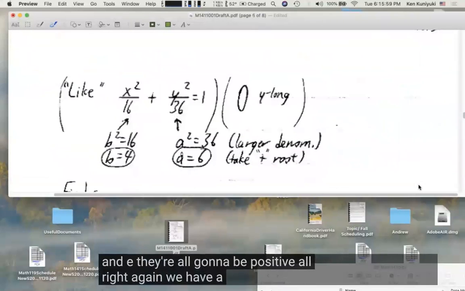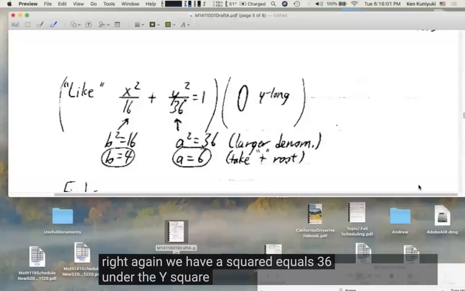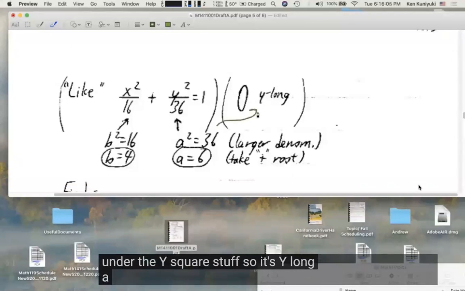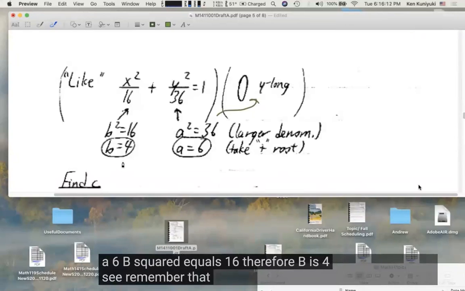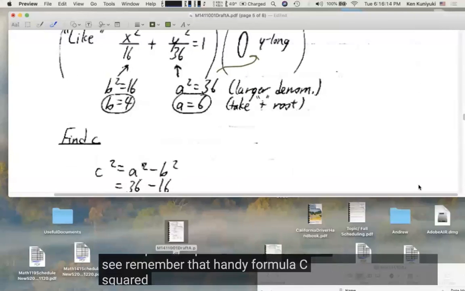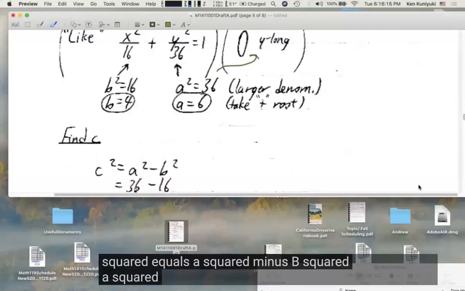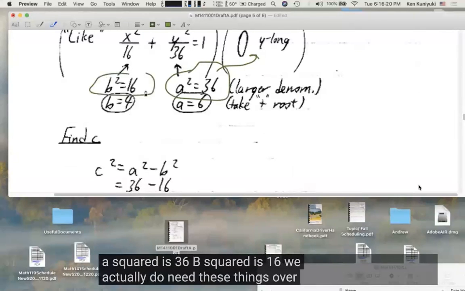All right, again, we have a squared equals 36 under the y squared stuff, so it's y long. A is 6, b squared equals 16, therefore b is 4. Find c. Remember that handy formula. C squared equals a squared minus b squared. A squared is 36, b squared is 16. We actually do need these things over here.